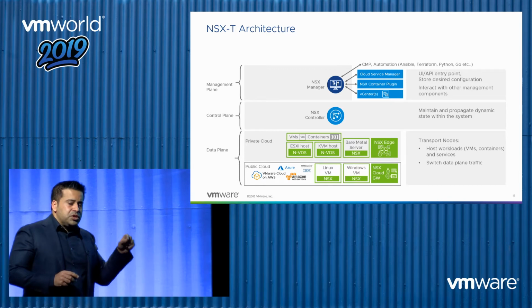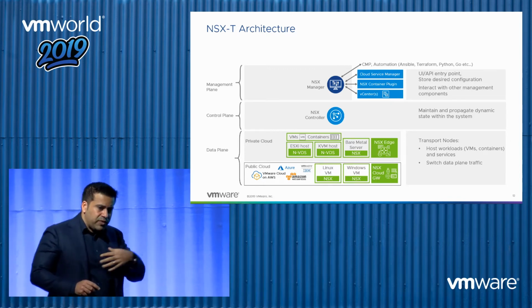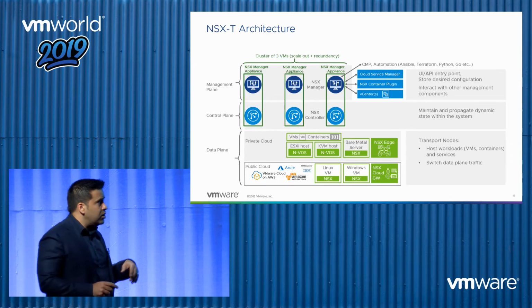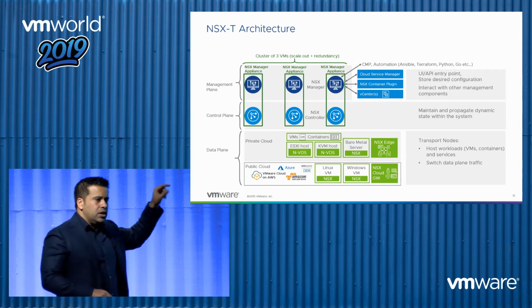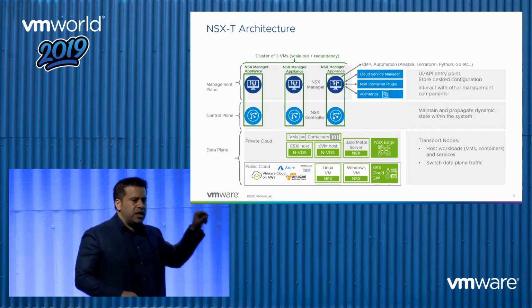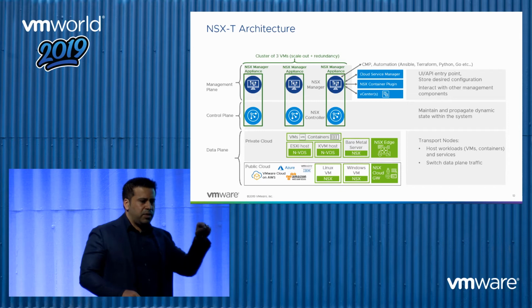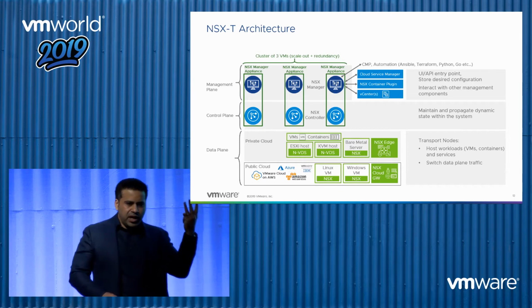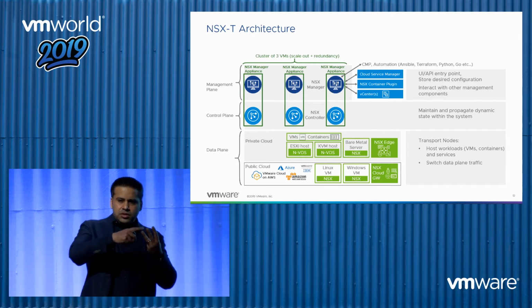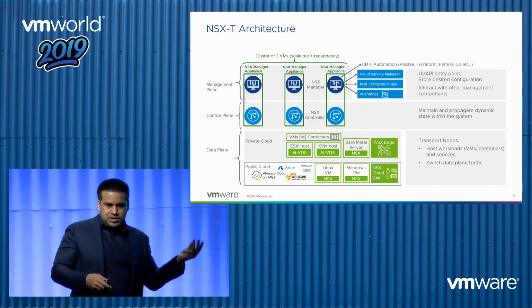Now, starting with 2.4, we are on the 2.5 release today, we have merged these two appliances, the controller and NSX Manager, into one appliance. We call this the unified appliance. And now you have 3 VMs which are doing the job of NSX Manager and controller, for scale out and redundancy.